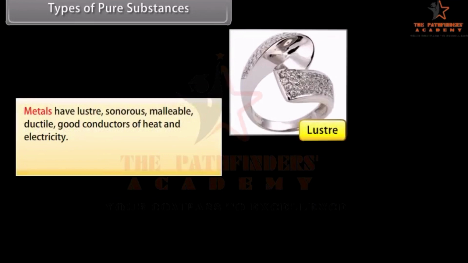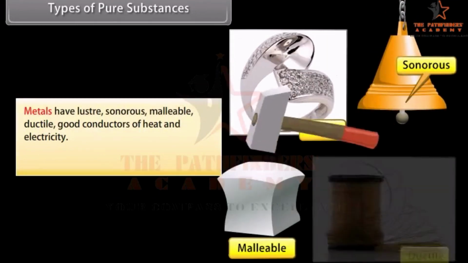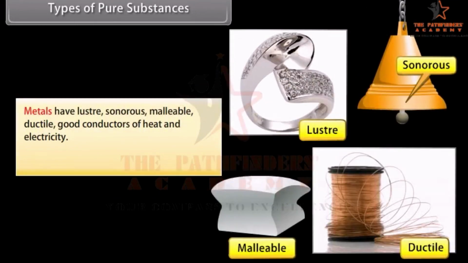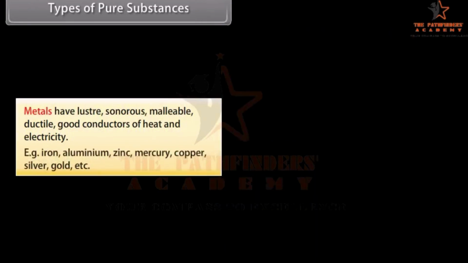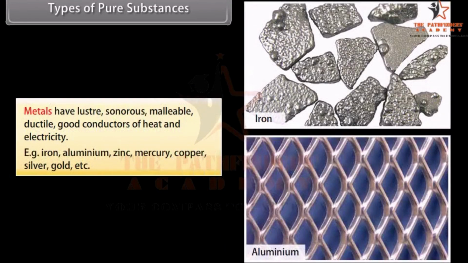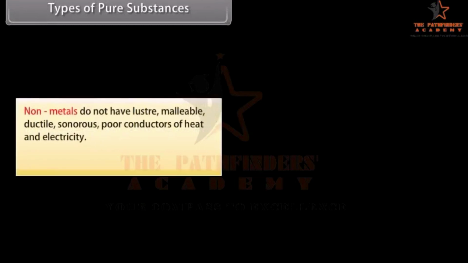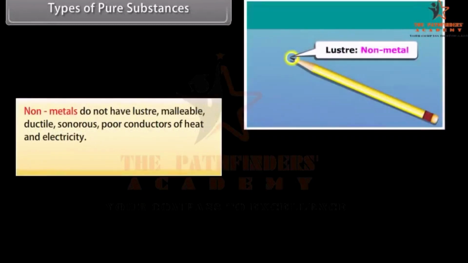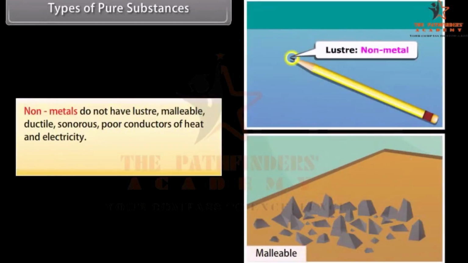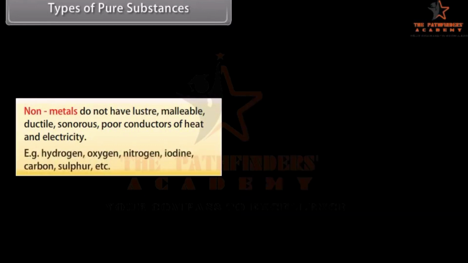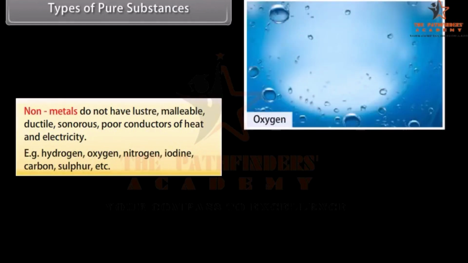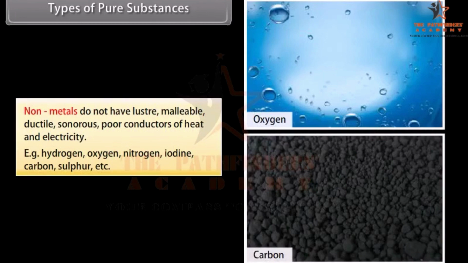Metals have luster, are sonorous, malleable, ductile, and good conductors of heat and electricity. Examples: iron, aluminium, zinc, mercury, copper, silver, gold, etc. Non-metals do not have luster, malleability, ductility, or sonority, and are poor conductors of heat and electricity. For example, hydrogen, oxygen, nitrogen, iodine, carbon, sulfur, etc.